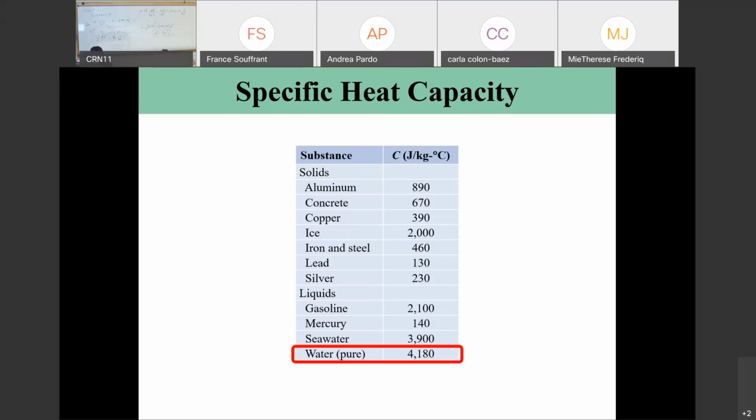Remember this table for the next question I want to ask you. Actually, there it is. The specific heat of copper is 390 and of steel is 460. So copper gets warmer faster. The lower the specific heat, the faster it heats up or cools down.